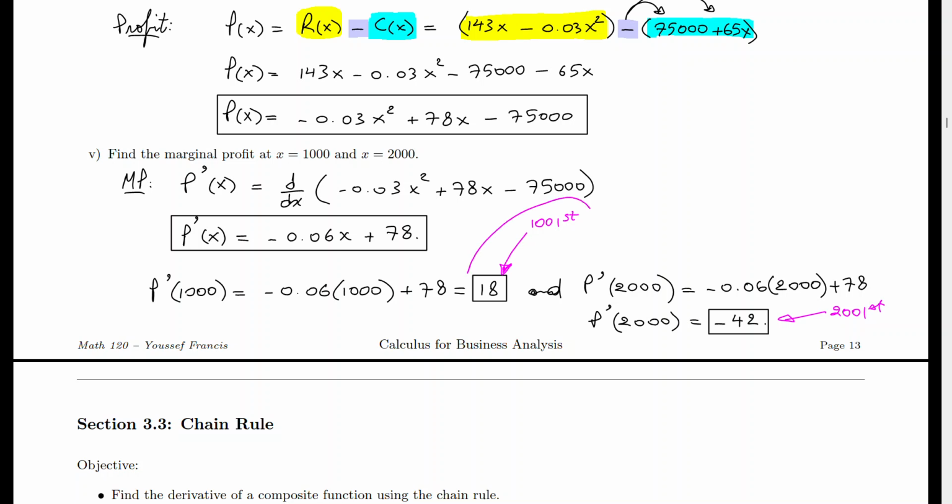So the profit from selling the 1001st speaker is $18, whereas the profit from selling the 2001st speaker is negative 42. And because the number there is negative, we're losing $42 when we're selling that 2001st speaker. So maybe we should stop selling the speaker at that point in time.